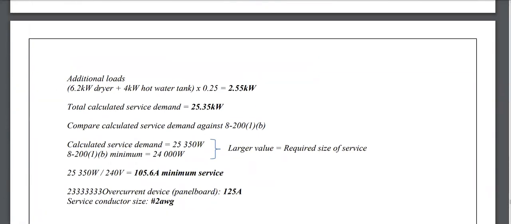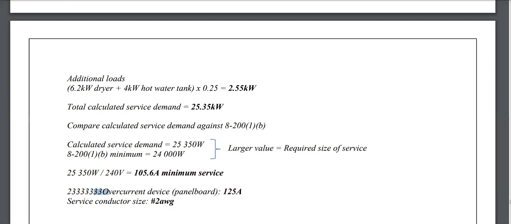Additional loads are taken at here 6.2, and we've got times 25%. So 6.2 plus 4 times 25%, 2.55 kilowatts, a total calculated service demand of 25.35 kilowatts. We compare that against 8200, and this is larger, 25,350. Larger size equals size of the service. We take this divided by 240, we get 105.6 amps minimum service.